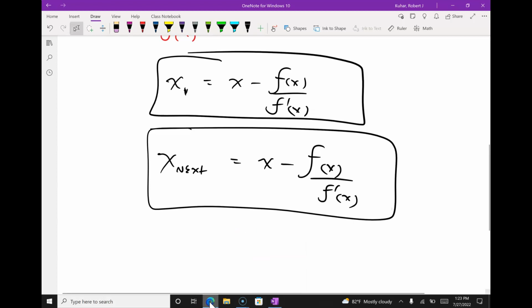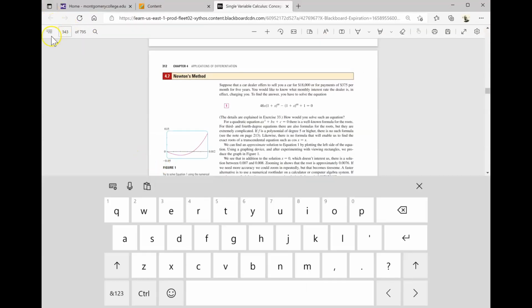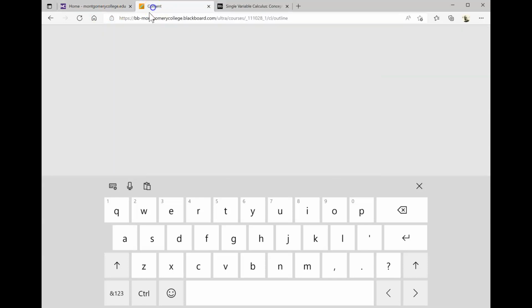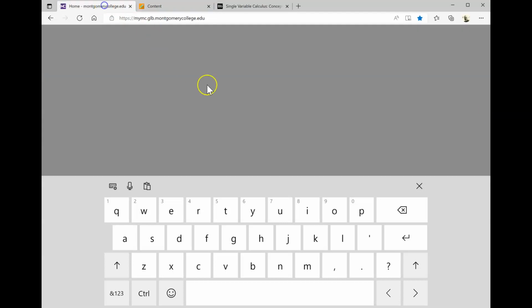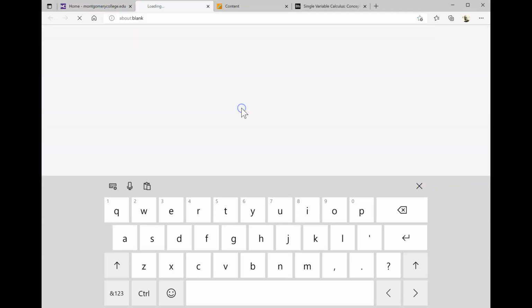And here is the project. So in Blackboard, come on. Nothing works for me on this stupid Surface Pro. Windows 10 is driving me crazy for some reason.